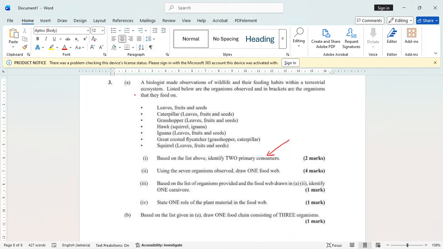Primary consumers are also considered to be herbivores. So that's the next thing you can look at as well. They are more than likely herbivores, and so they would be feeding on plant material. Yeah? So 2 examples: caterpillar and of course the grasshopper.